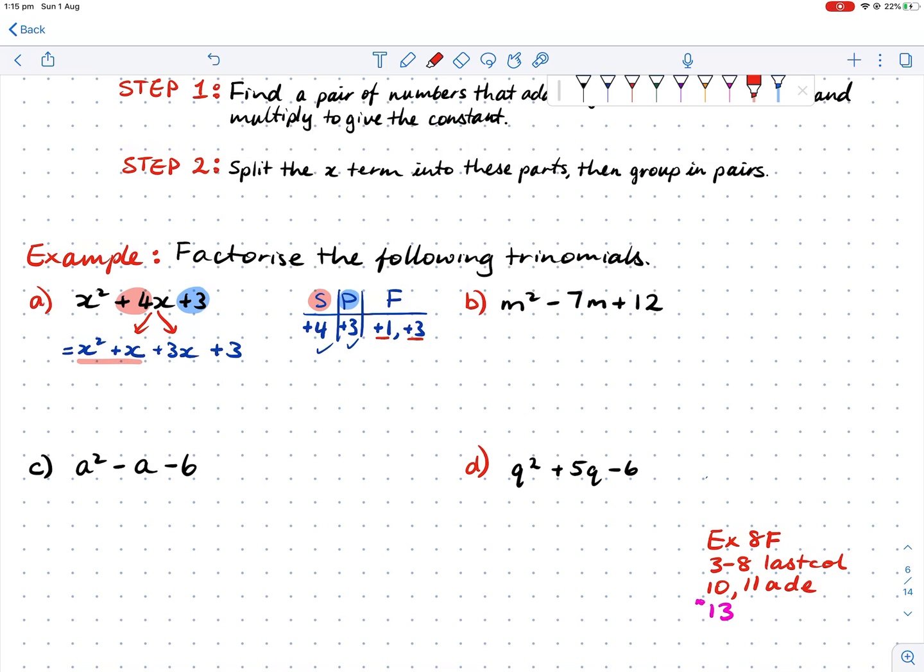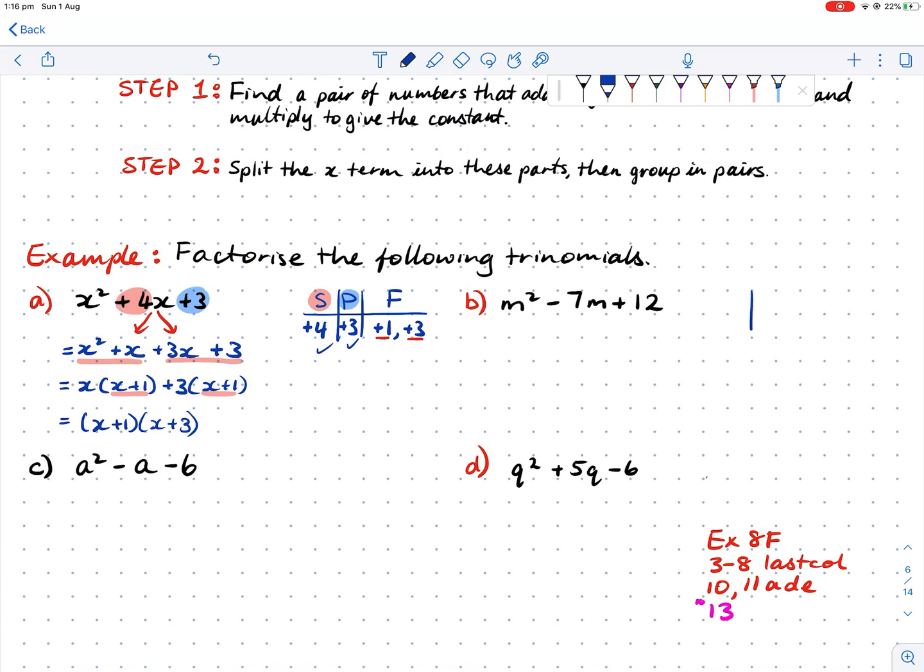What we can then do is we've got 2 pairs of terms that we can group in pairs. So x is common in the first bracket, first 2 terms. So we've got x plus 1 left. And then in the second 2 terms, plus 3 times x plus 1. And so you can see now we've got our 2 common brackets. So that's x plus 1 and x plus 3. And that's your factorization.